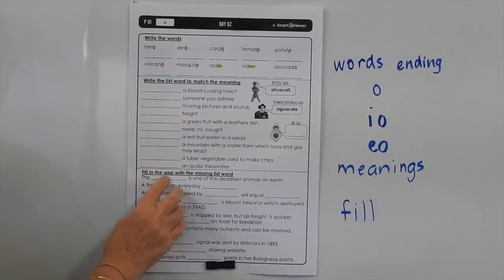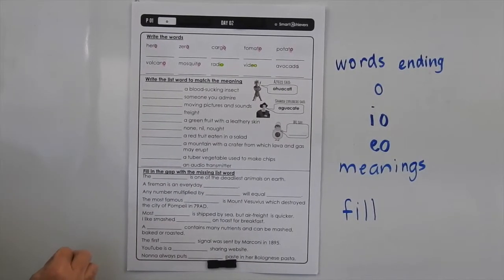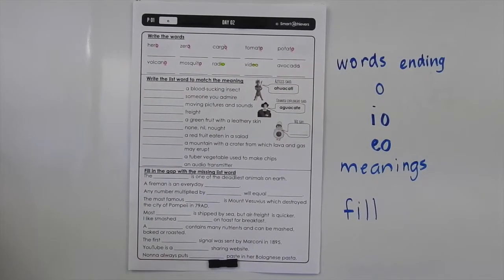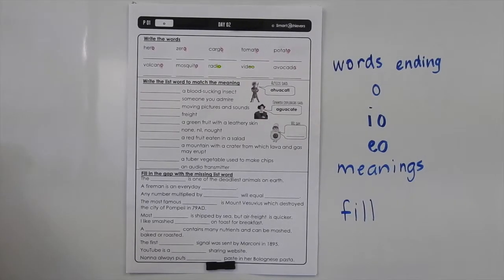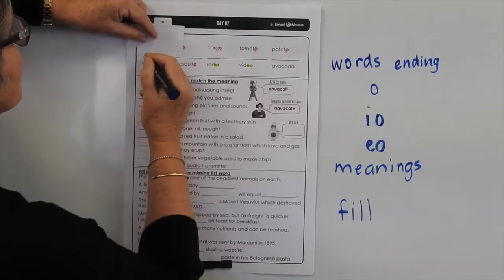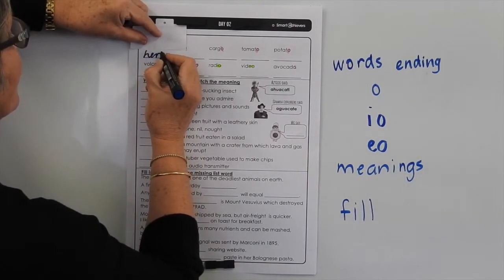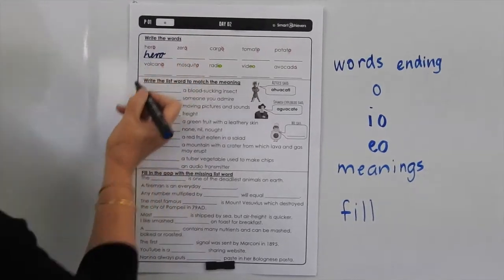Down here you have to fill in the gap with the missing word, and there's some interesting information in there for you. Let's go back and read the words, sound the words, spell them and write them. So we've got hero, H-E-R-O, cover it, write it and check to make sure that you're correct.